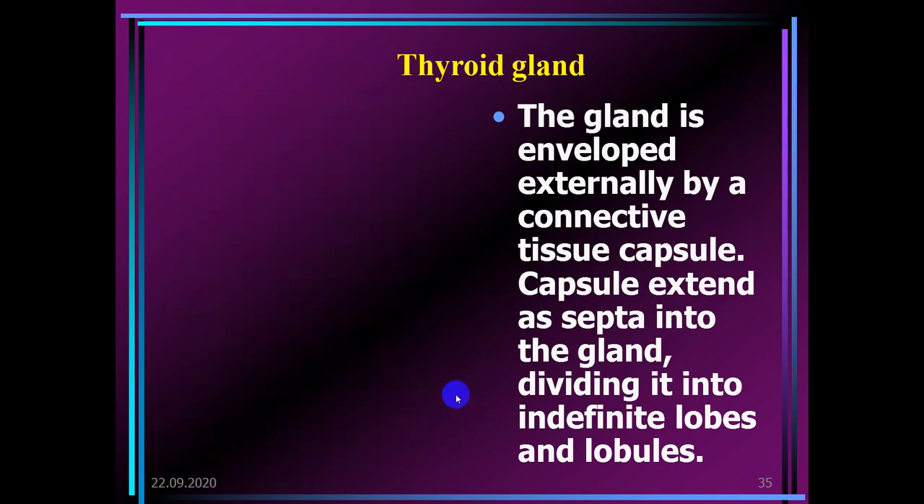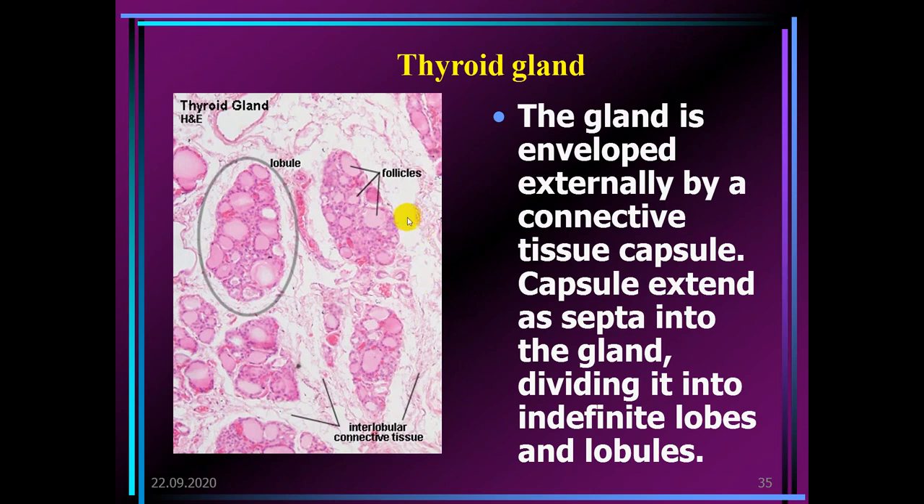Under the light microscope, the thyroid gland is subdivided into lobules, and this division takes place by connective tissue septa. The gland is covered by the capsule, dense irregular connective tissue, and the capsule extends as septa into the gland.